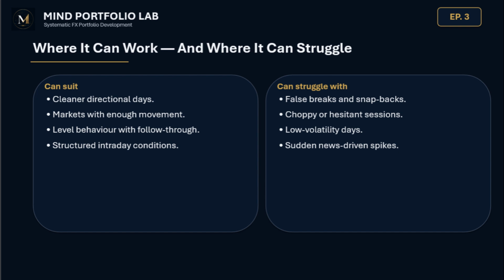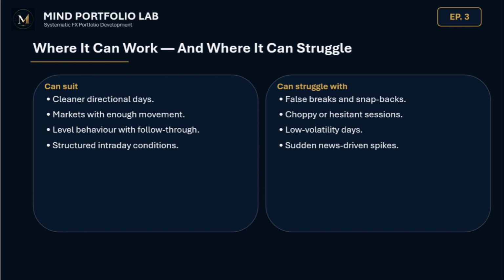Where this kind of system can struggle is in choppy conditions. False breaks are a normal problem. Price can move through a level, appear to be breaking out, and then snap back. That is part of the risk with this style of strategy. It can also struggle when volatility is too low, because there may not be enough movement after the setup appears. And it can struggle around sudden news-driven moves, where price may spike through a level and then reverse quickly.